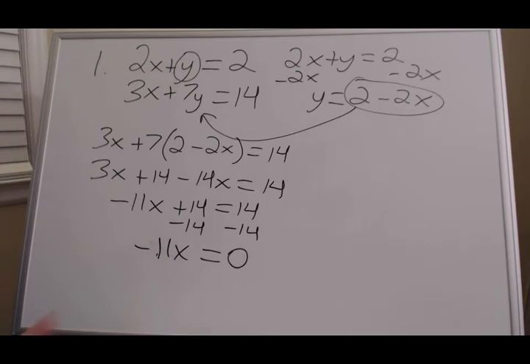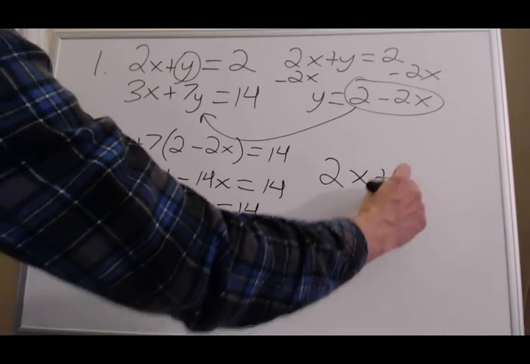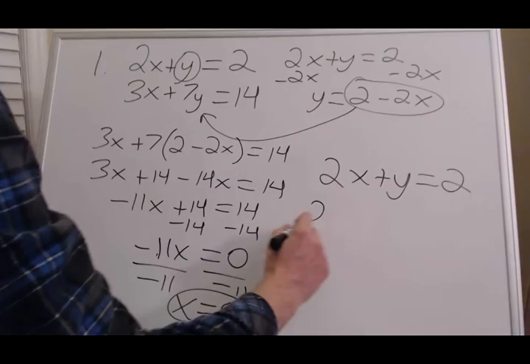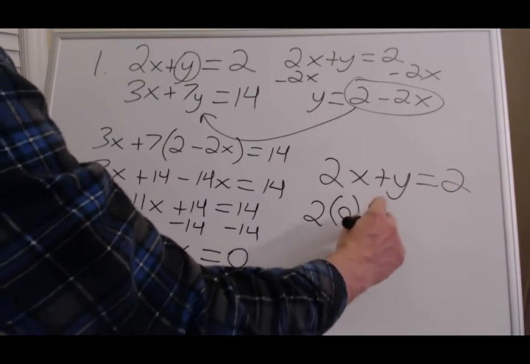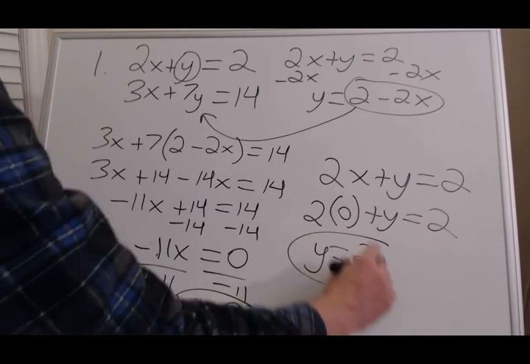is equal to 0. Unlike the other problems where we're left with only numbers or identical statements, this does not mean no solution. In fact, we just keep going. Divide both sides by negative 11, and we get x equals 0. We can plug that back into one of our original equations. Probably the easiest if we use this one. Because 2 times 0 plus y equals 2 just leaves us with y equals 2.